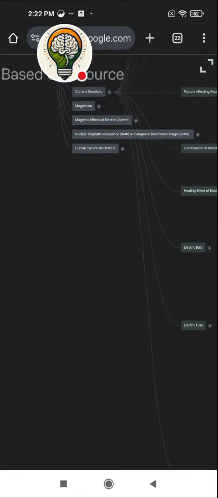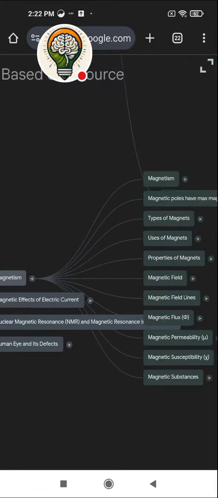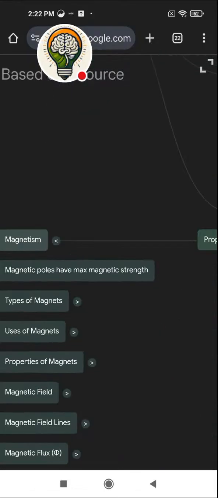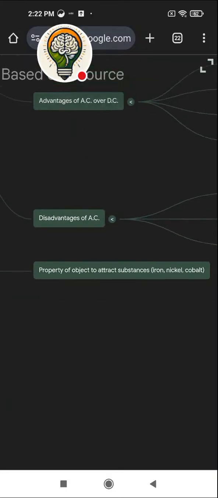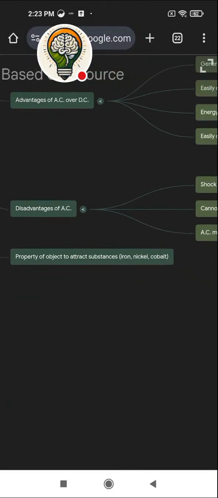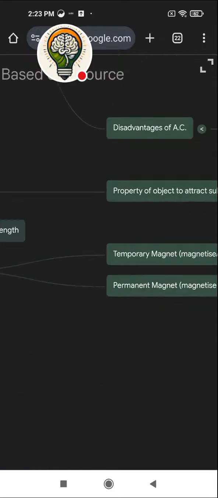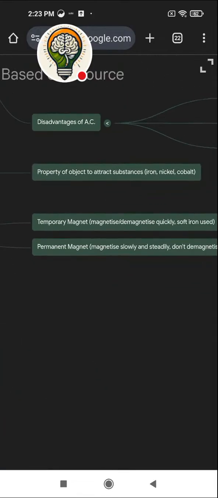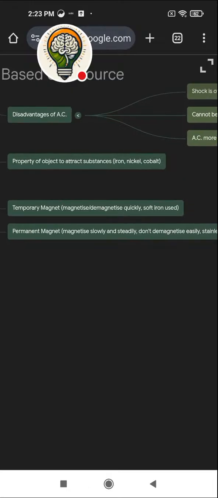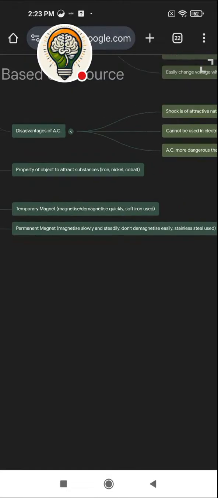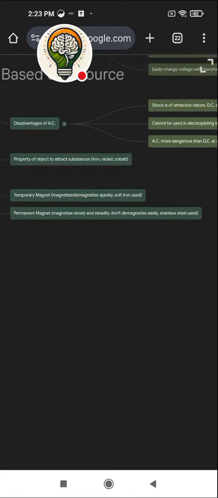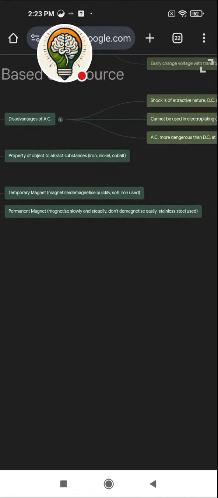Then comes magnetism. So what is magnetism? It is the property of an object to attract substances like iron, nickel, and cobalt, and the magnetic pole has the maximum magnetic strength. Types of magnets: temporary magnets, which demagnetize quickly, and soft iron is used. And permanent magnets, which magnetize slowly and steadily and don't demagnetize.